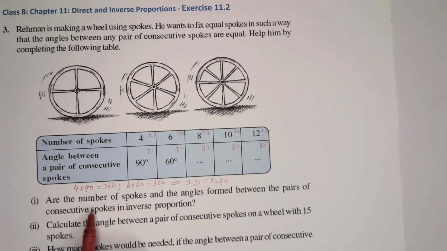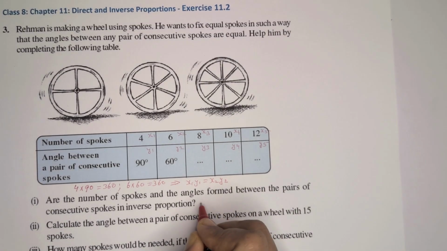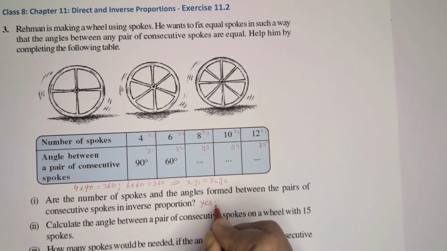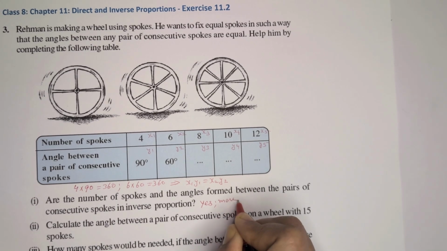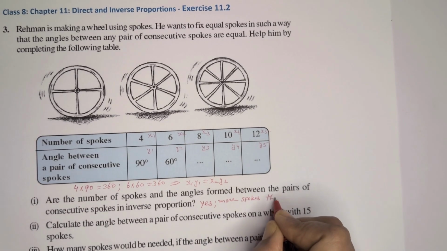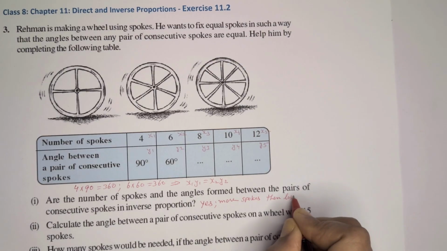And here the question: are the number of spokes and the angle formed between the pairs of consecutive spokes in inverse proportion? Yes. More spokes, less angle. More spokes, then less angle.